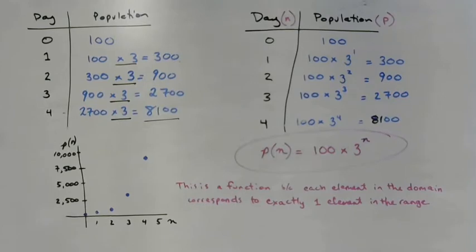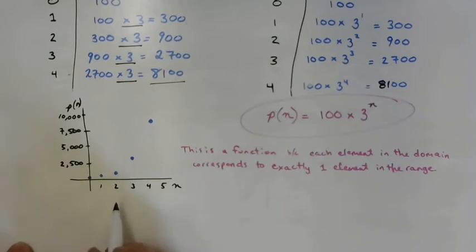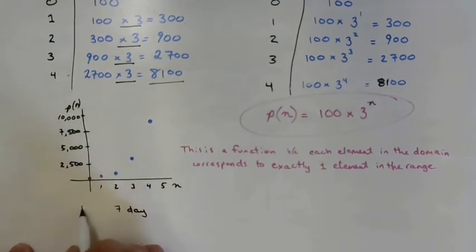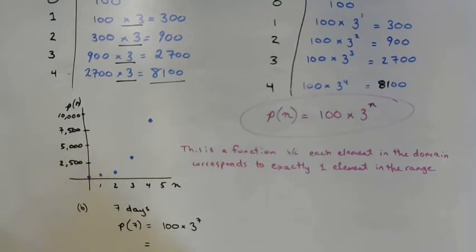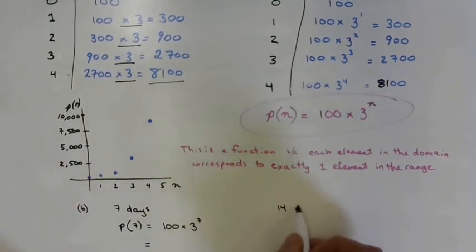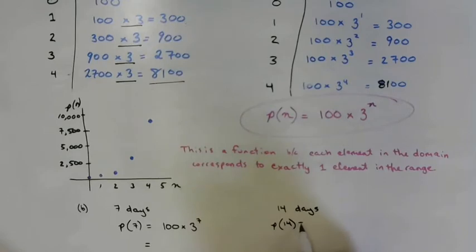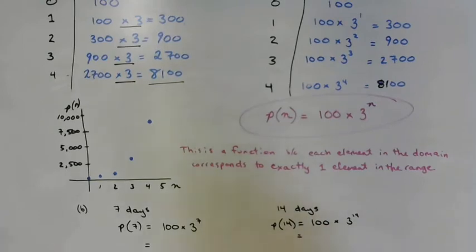So in your workbook, we look at B. Assuming this trend continues, predict the population after 1 week. So 7 days. What do we need to do to determine the population after 7 days? Plug in 7. Yeah, we're looking for P of 7. So we just plug in 7 where we see an N. You might be able to break out your calculator for this one. And the one next door says after 2 weeks, which would be 14 days. Days is N, so I'm looking for the population after 14 days, means I sub in 14 for N, and I click away on my calculator.